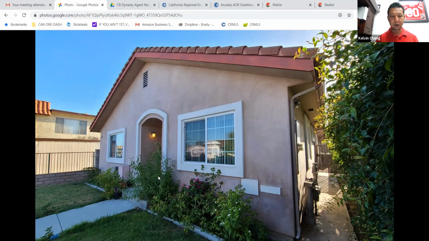So here's the front picture. Looks like it's well maintained. It's got a nice stucco exterior. It's got a nice tiled roof. It has not too much cracking. It looks newer. It is built in 2005, so it's not that old of a building. And I can notice a couple of things. The windows have been done, so it looks like dual pane windows.